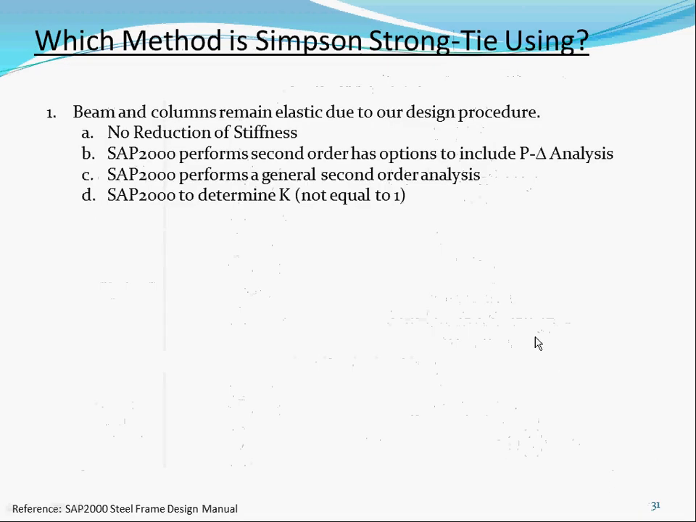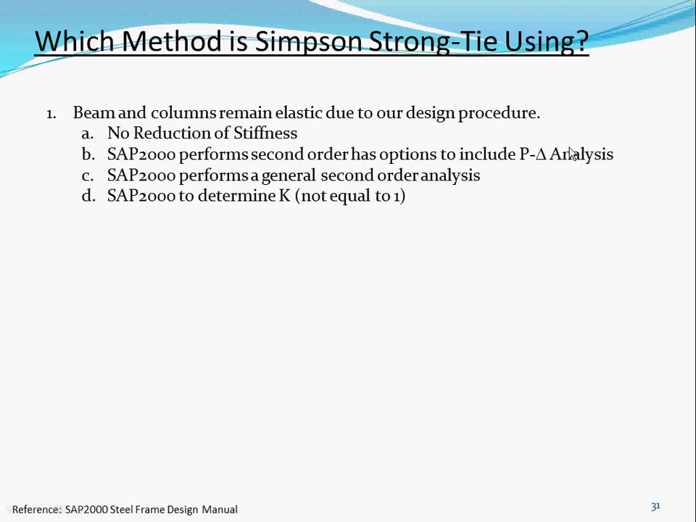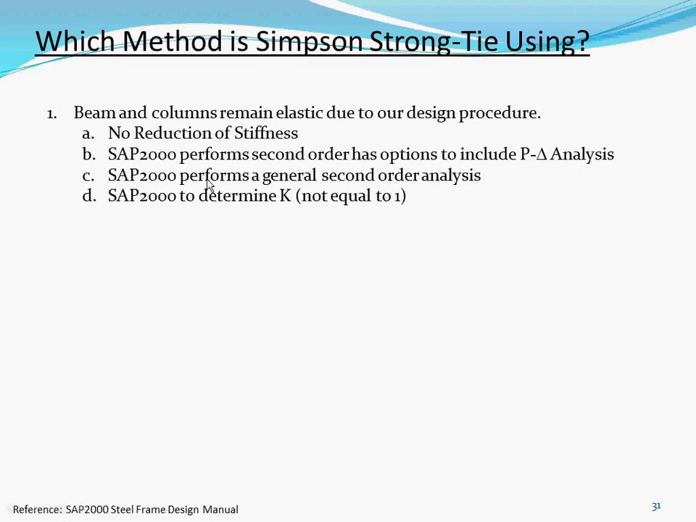Okay, so let's compare to what we want to use in our analysis and design. Beam and column remain elastic due to our design procedures. We want them to be elastic, so essentially no reduction in beam and column stiffness. SAP performs a second order analysis and has the option to include P-delta. So we took care of the P-delta effect. SAP also performs a general second order analysis. So we took care of the second order as well. So we'll let SAP determine the K, and it's not equal to 1.